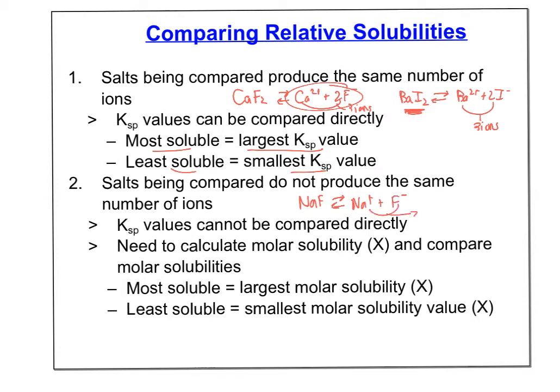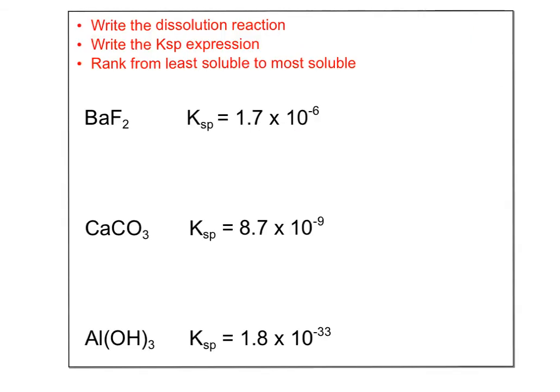So this is just 2 ions. Then we have to solve for X. You can compare molar solubilities, X, directly, if they do not break into the same number of ions. So then we compare X. Most soluble will have the bigger X, least soluble, smaller X.